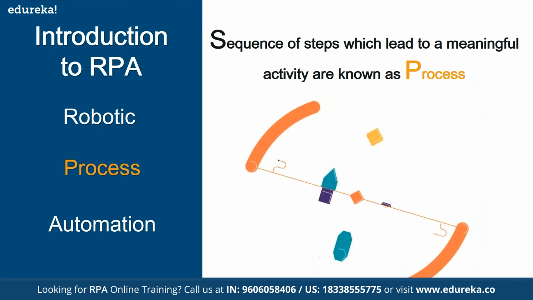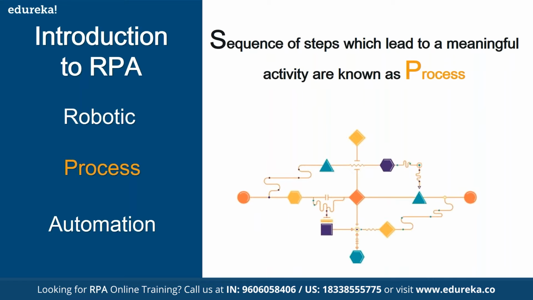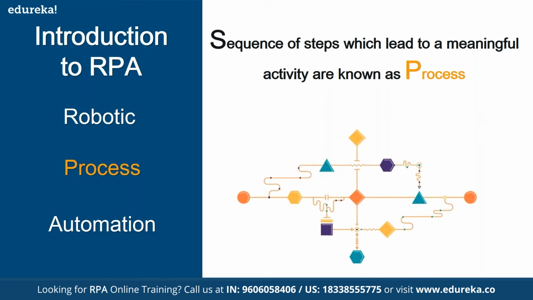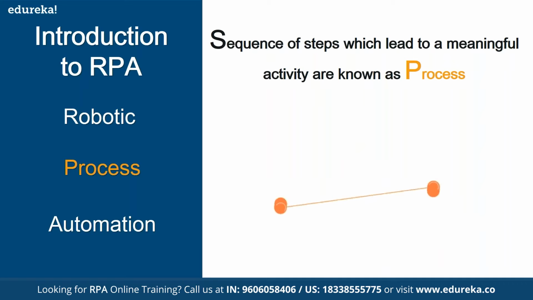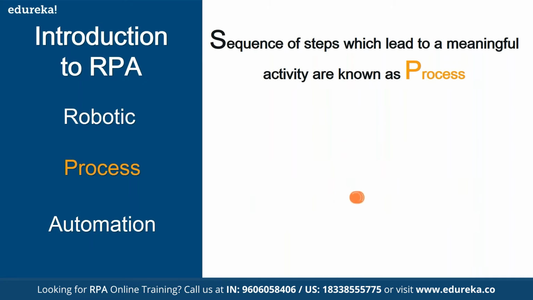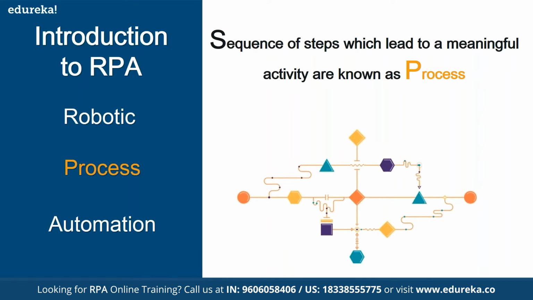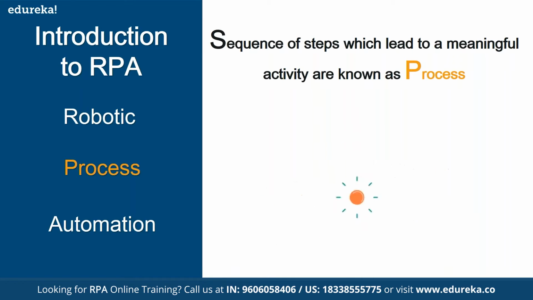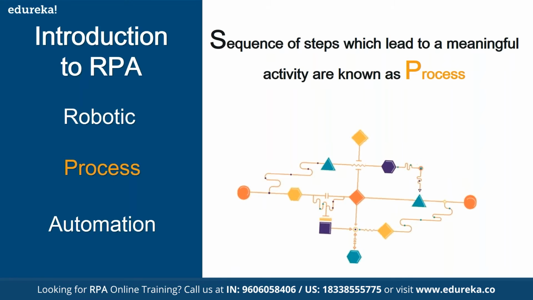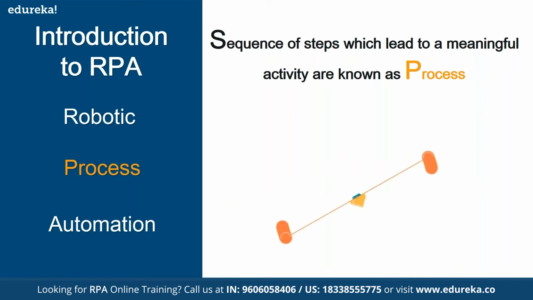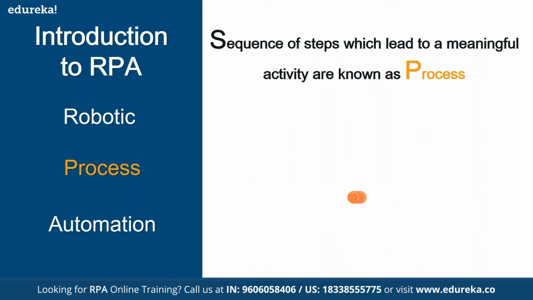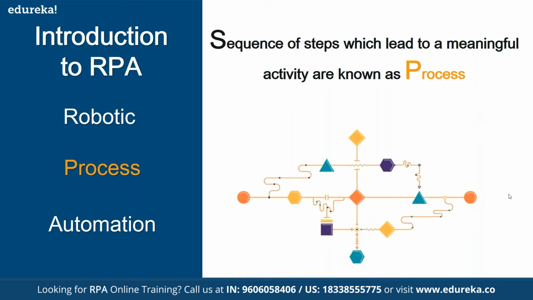And what is a business process? A business process is a sequence of steps that we do to achieve some meaningful task. Every day you go to office and do work which will somehow benefit the organization, and the process that you do on a daily basis is called a business process. That business process which you are doing as an individual can be done by your robot.